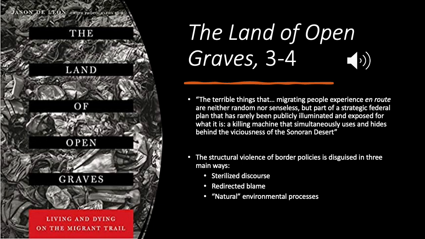And then this violence is then disguised. This structural violence of border policies is disguised in three main ways. The first is through sterilized discourse. What this means is we use language and policy that sounds less bad. It hides the graphic reality. So, for example, we call the policy prevention through deterrence.